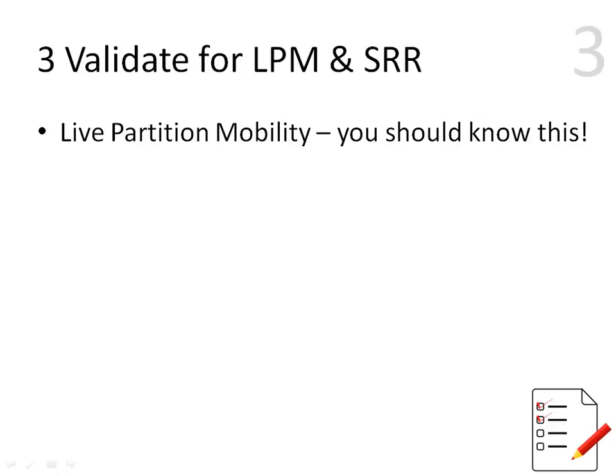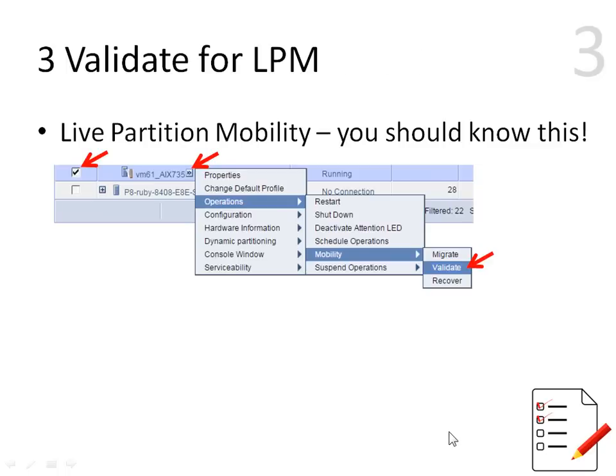So next up, we'll do the validation to check that we'll actually be able to do the remote restart where we want to. We can do this at the LPM level or the simplified remote restart level. We'll do both in this case. You'll see that there's a bit of overlap in here. Okay, so we should know this already. Select your virtual machine from the HMC interface, operations, mobility.